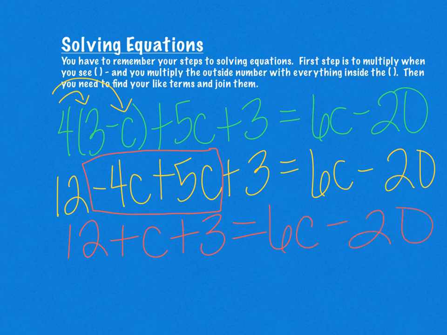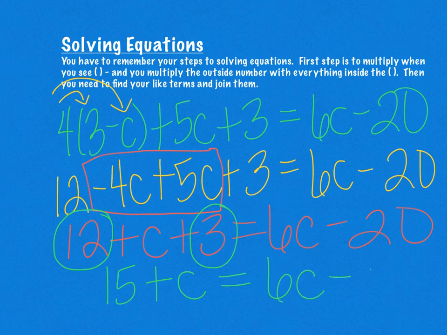Now, I'm still not done because I have more like terms. I can put just my numbers, my two numbers together. So when I put my two numbers together, I would have 15 plus c equals 6c minus 20. Now I know I'm done because there's nothing else for me to join. There aren't any other like terms to combine. There's nothing to multiply. I don't have any more parentheses. So this would be number 8 of your problems for your homework, and this one's done.